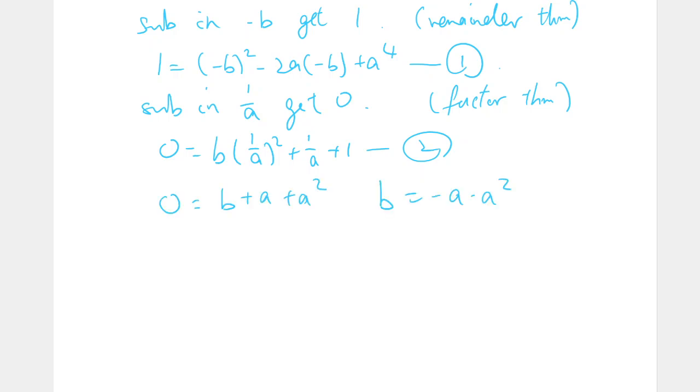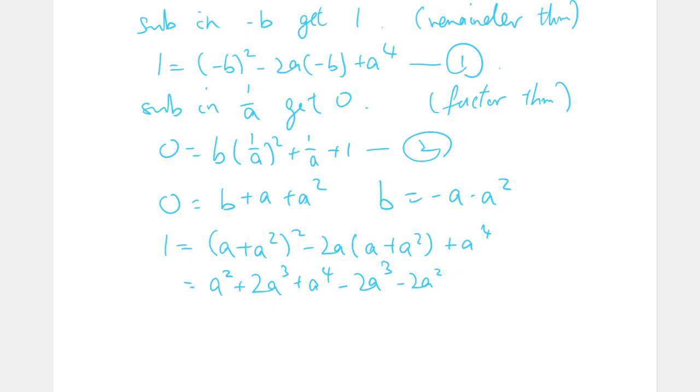Then you sub it back into the first equation, then you get an equation only in a. So 1 equals negative b, so this is a plus a squared, squared, minus 2a, again negative b, so a plus a squared plus a to the 4. Okay, expanding. Can't do maths. What is this? 2a cubed plus a to the 4 minus 2a cubed minus 2a squared. I went the wrong way for some reason. So it should be minus 2a squared minus 2a cubed, but it's the same thing. Plus a to the 4. Okay, so what is this? So this is 2a to the 4 minus a squared. Fine. Minus 1, of course, equals 0.